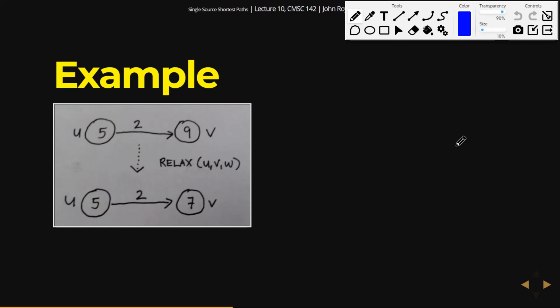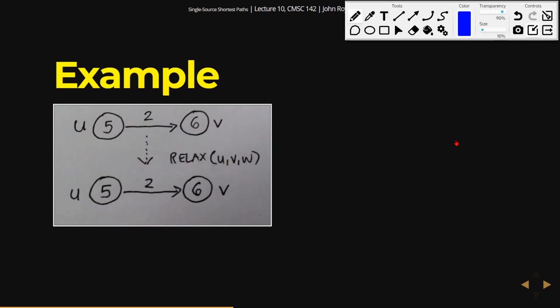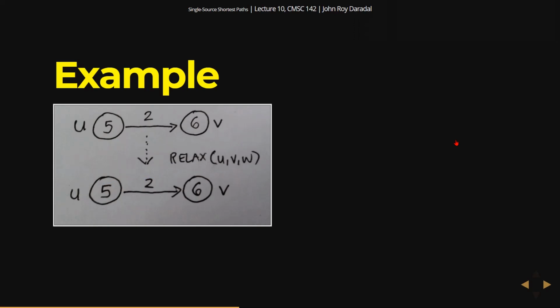Okay? So you're just checking this value plus this edge weight. Is that better than the current destination's shortest path length? So is it smaller? If it is, then we'll update or we'll relax it. Now, another example. How about this one? 5 plus 2, is that better than 6? Well, it's not, so we will keep it as is. So we'll only update or relax it if the sum of the source plus the edge weight is smaller than the destination's shortest path length. Okay? So that is relaxation.